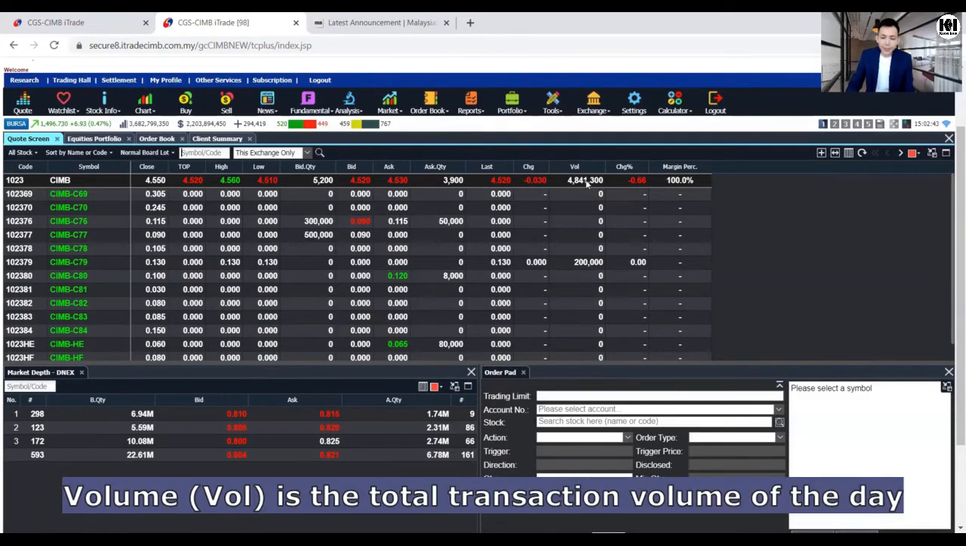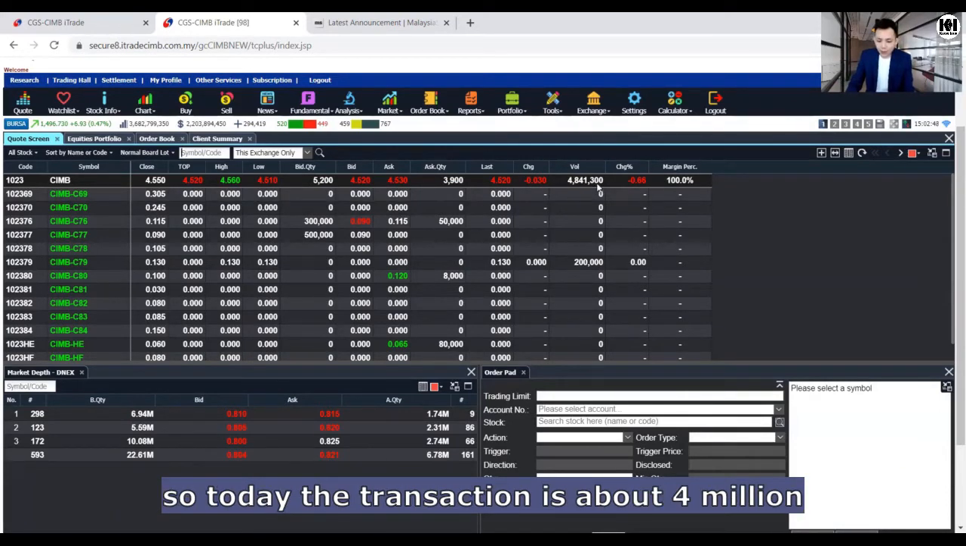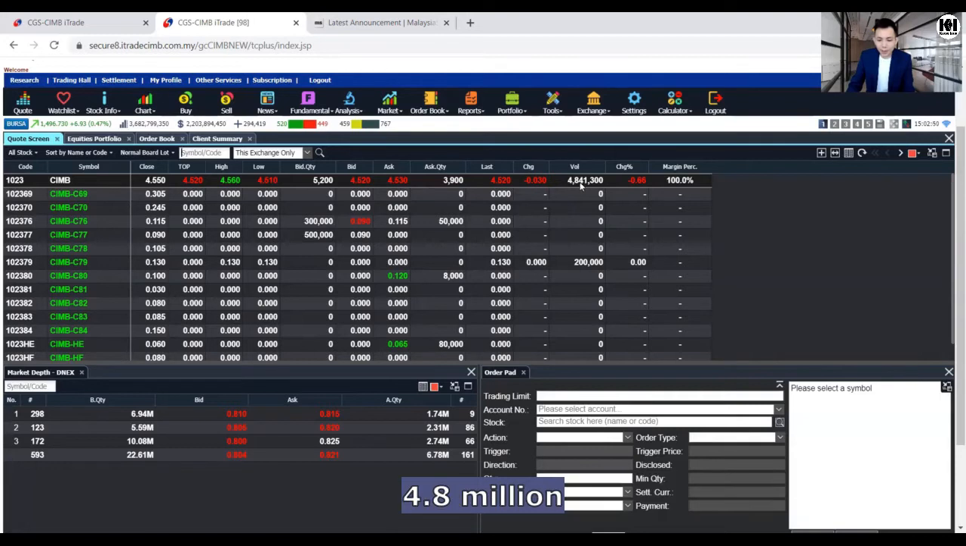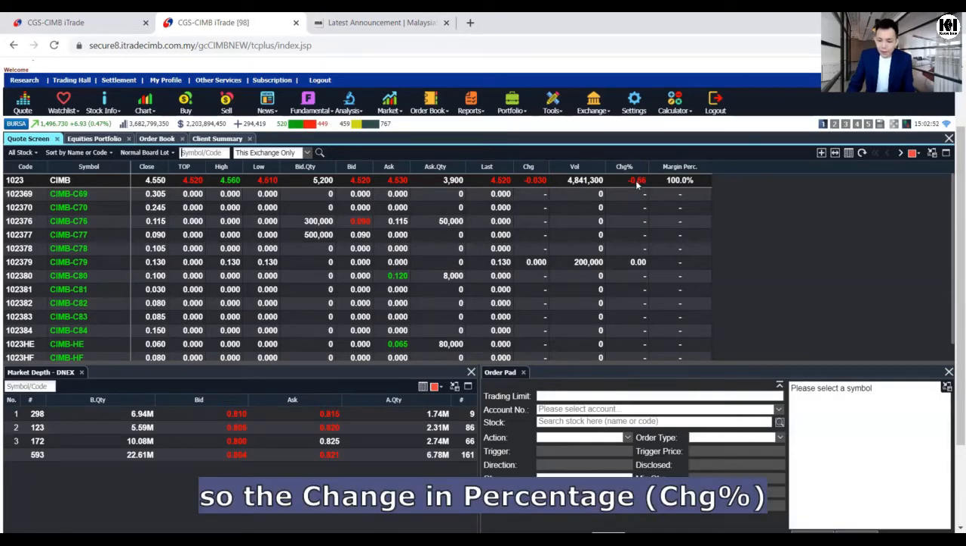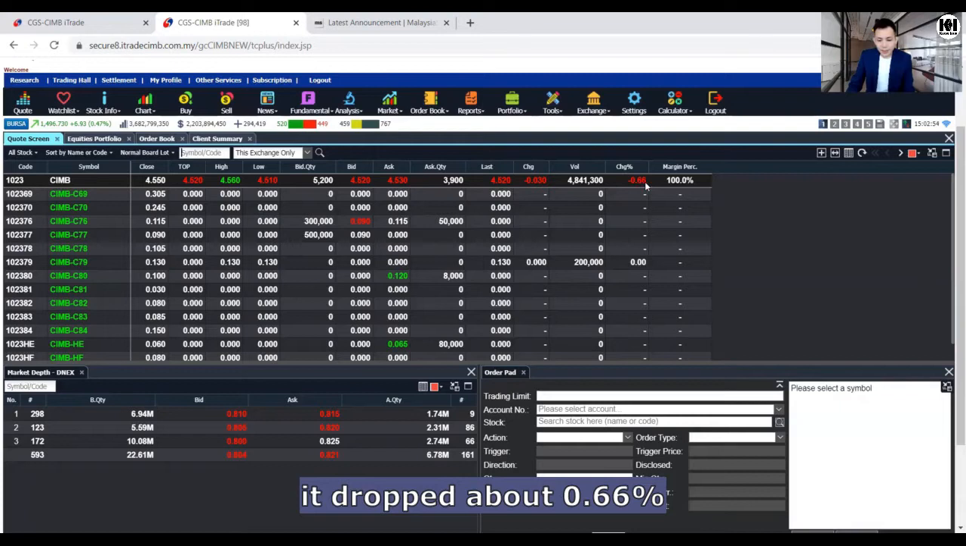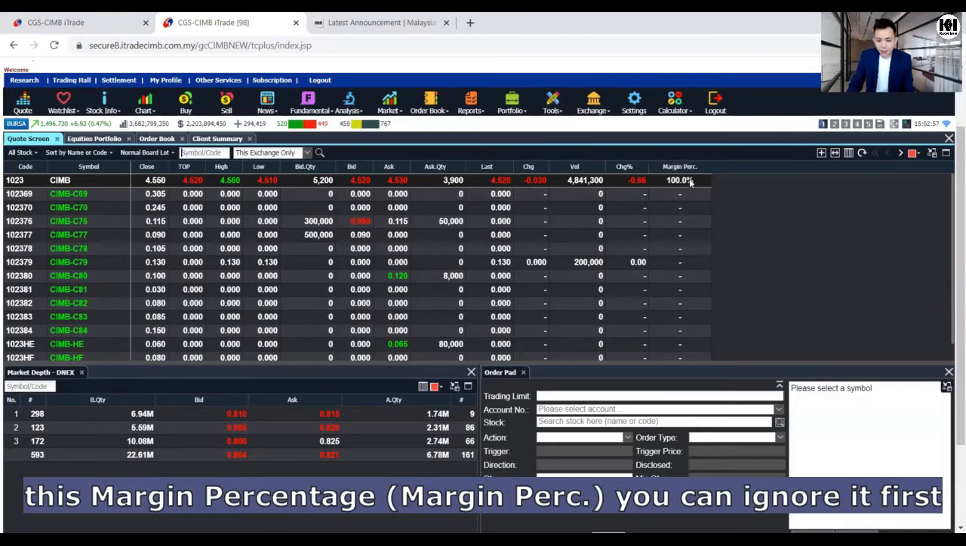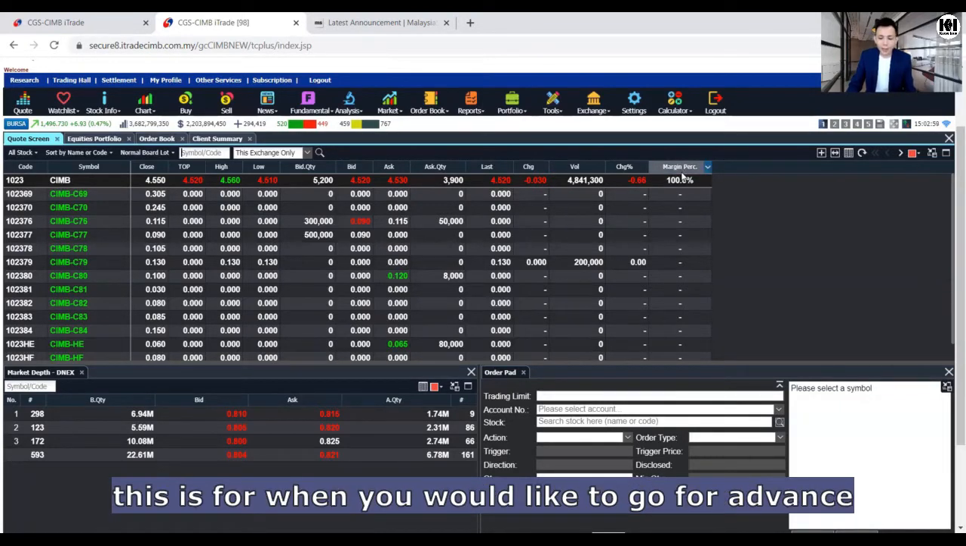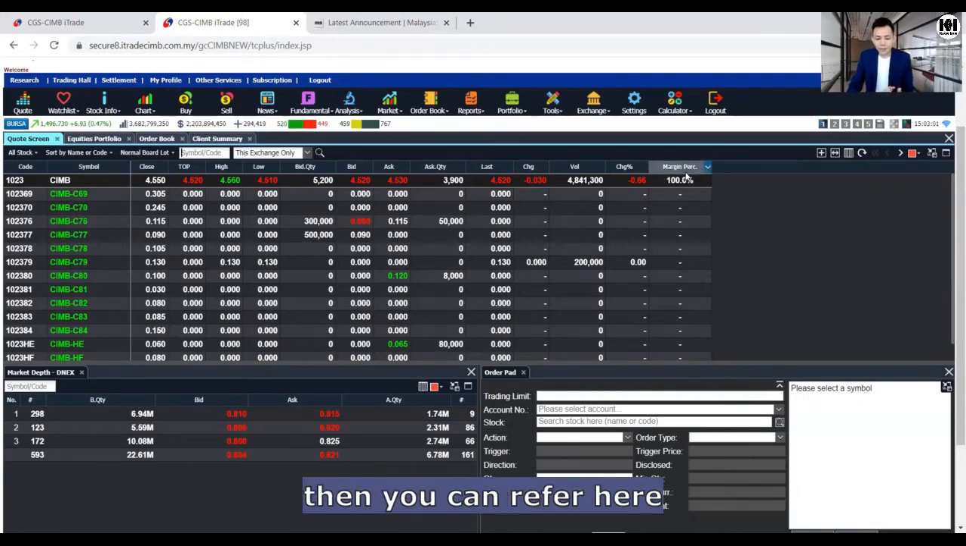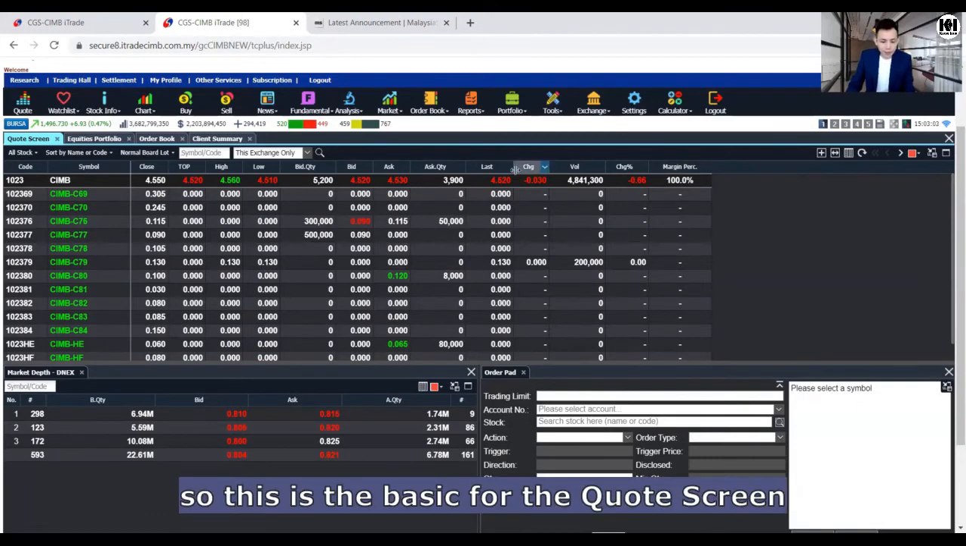Volume. Volume is the total transaction volume of the day. So today the transaction volume is about 4.8 million. So the change in percentage, it dropped about 0.66%. This one, margin percentage, you can ignore it first. If you would like to go for advanced, you would like to open a margin account, then you can refer here. So this is the basic for the code screen.